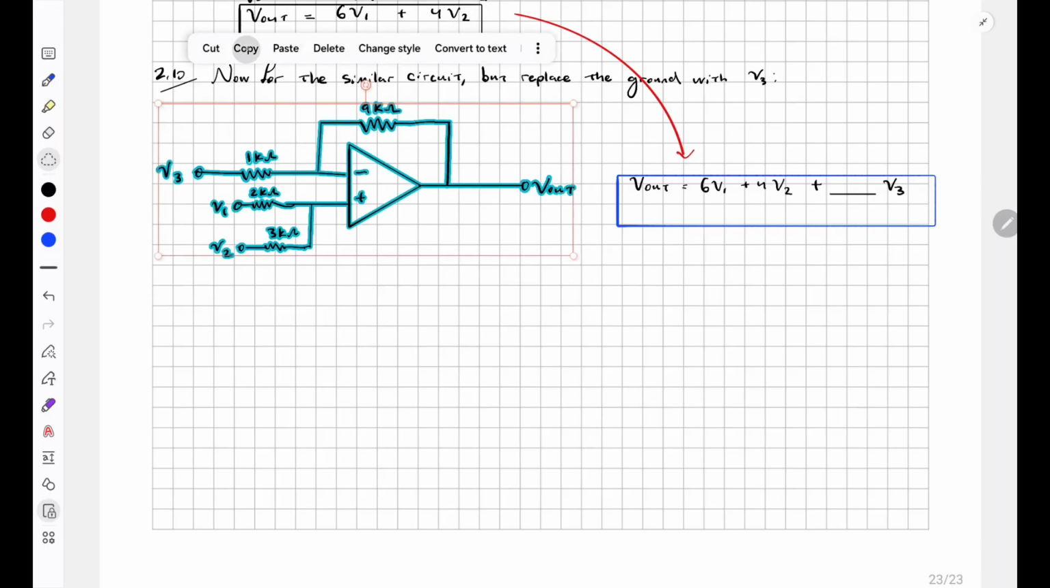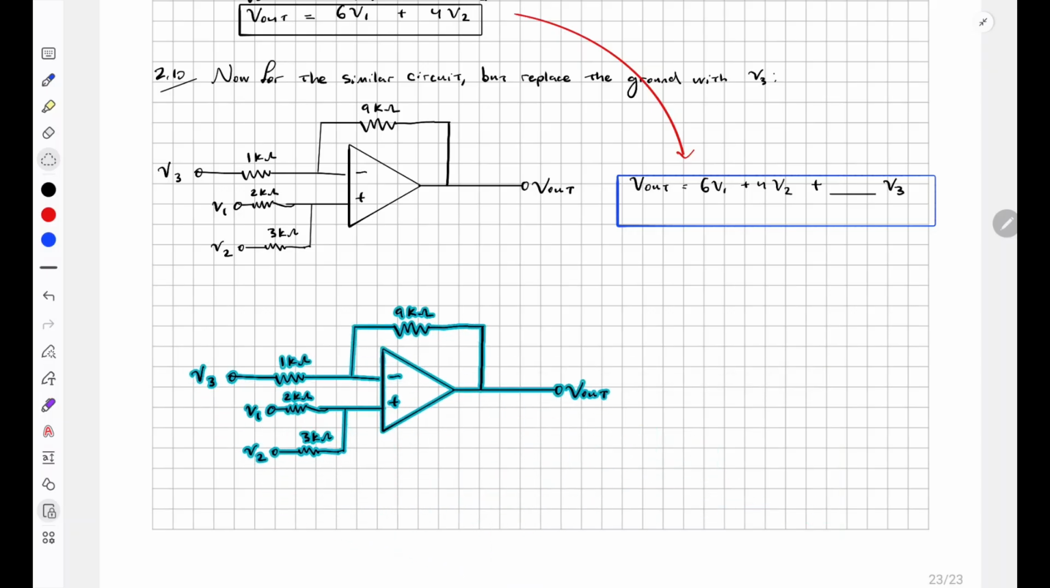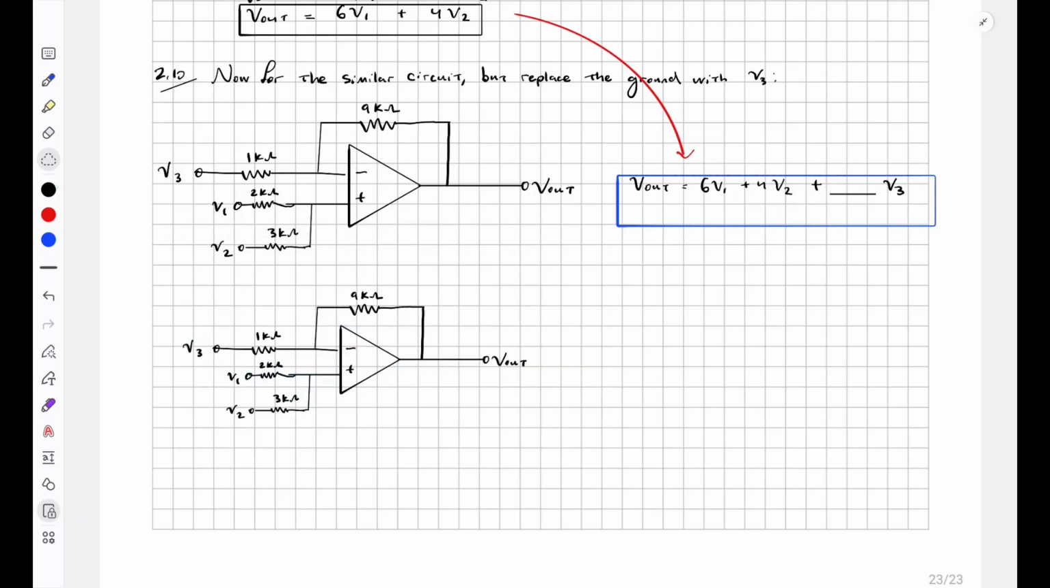So let me copy this circuit here, and I will put it here. Again, you apply the signal on V3, and then you put the ground on V1 and V2. This is superposition 3, which is considering V3 alone.